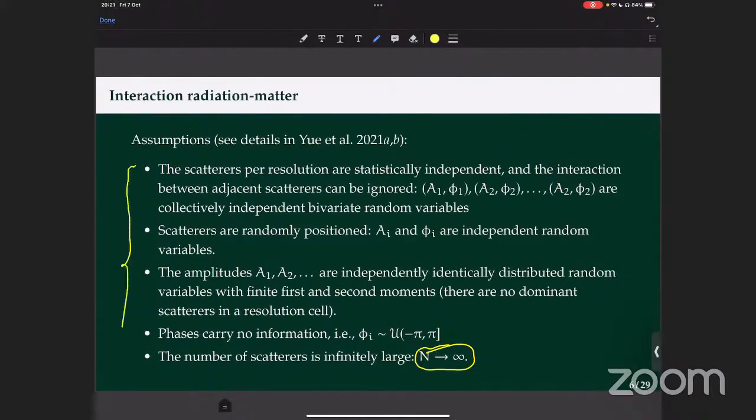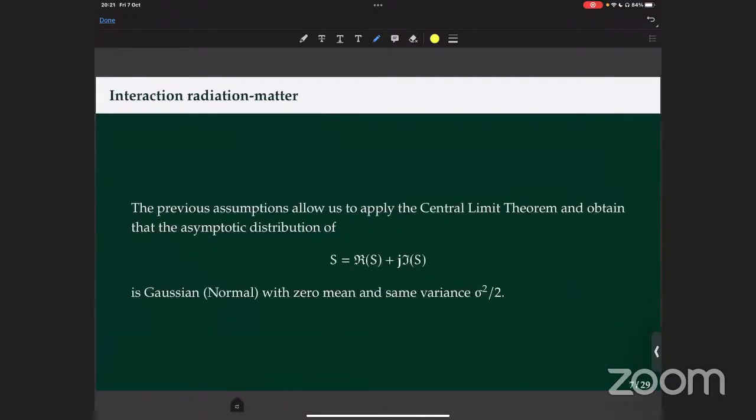These five hypotheses are often referred to as fully developed speckle. And they are usually valid, surprisingly valid, in natural targets as crops, pasture, and many other targets of this type. Well, what happens with this hypothesis? If we assume these five hypotheses valid, then S, the return, remember that this is the complex return, the complex return has a normal distribution with zero mean and same variance.